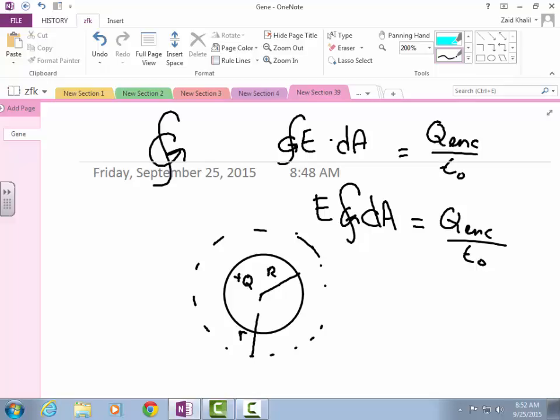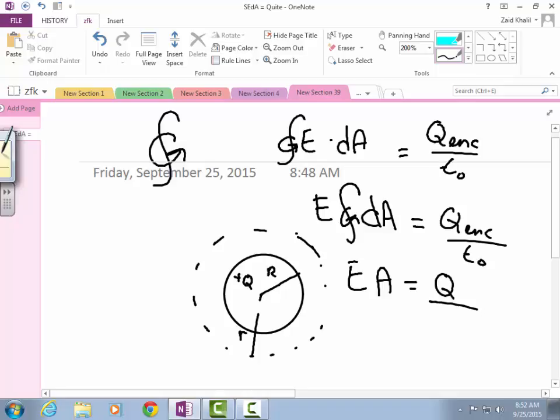And notice the surface integral is just going to give you A. It's just going to give you the area of the surface. So you just get E times A equals Q enclosed over epsilon naught. And Q enclosed is just Q. But what's A?